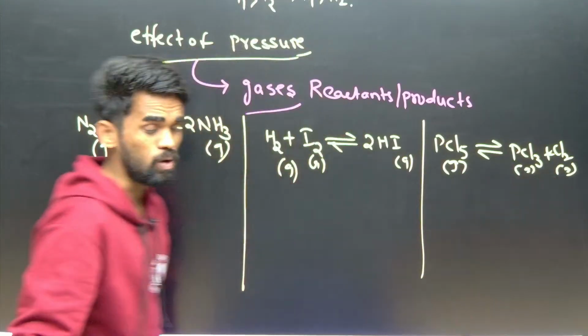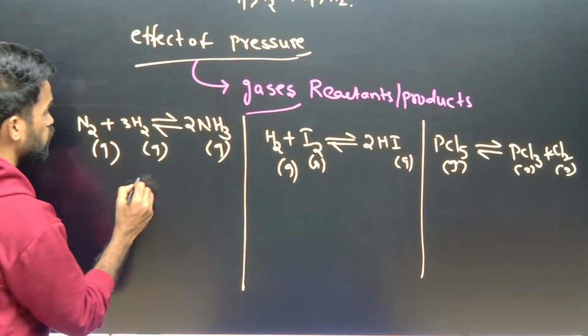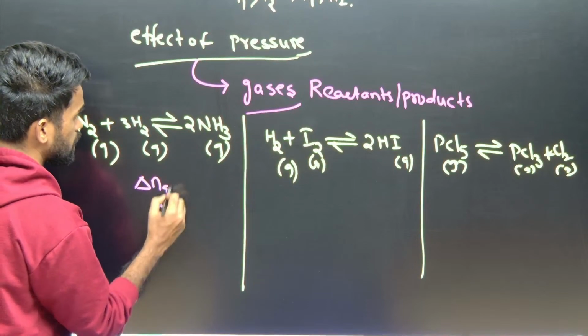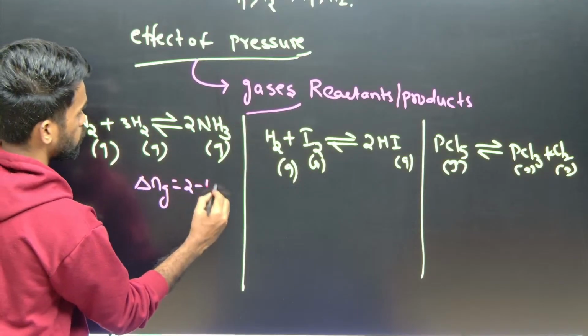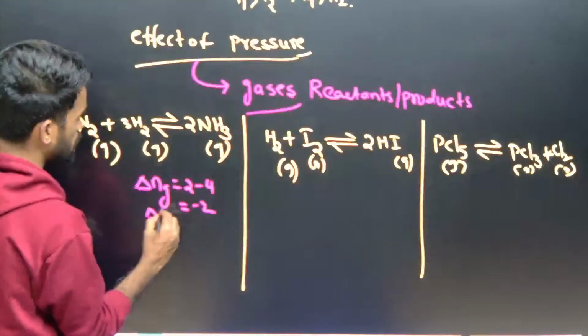Tell me here what happens in this case. Just try to find delta Ng in all these cases. Delta Ng is how much? 2 minus 1 plus 3, that is 4, that is minus 2. So delta Ng is negative, delta Ng is less than 0.